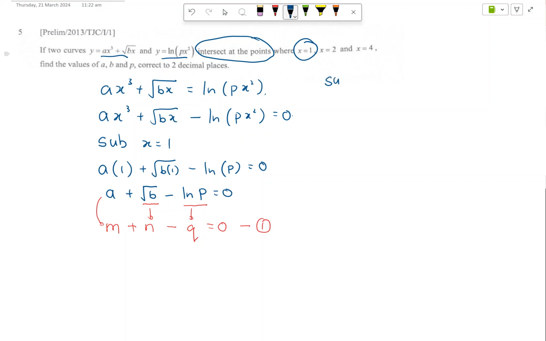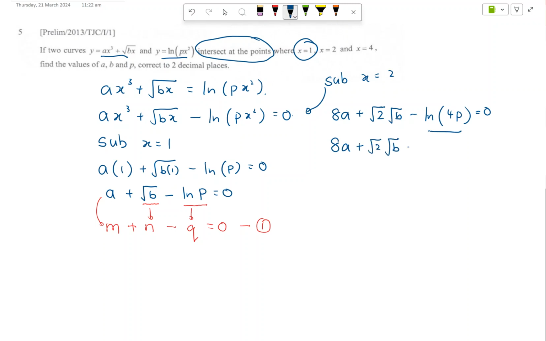So now I sub in x equals 2 into this equation. I will have 2 cubed, that's 8a, plus square root 2b. Square root 2b is written as square root 2 square root b. This part you also must know how to break yourself. And minus ln of 4p. You also cannot change the variable like that because we already know that ln p is going to be equal to q. So this, I must split it up to be in terms of ln p. But how do I do that?